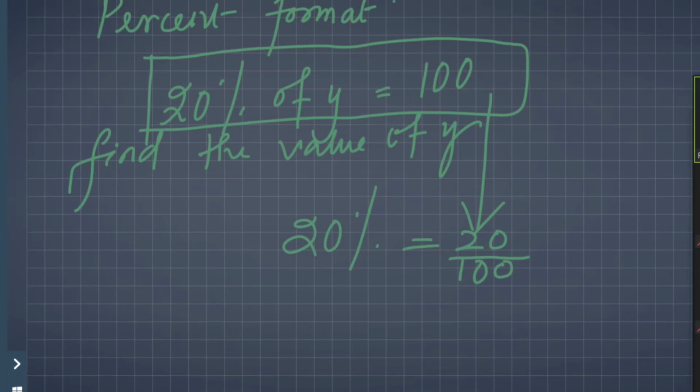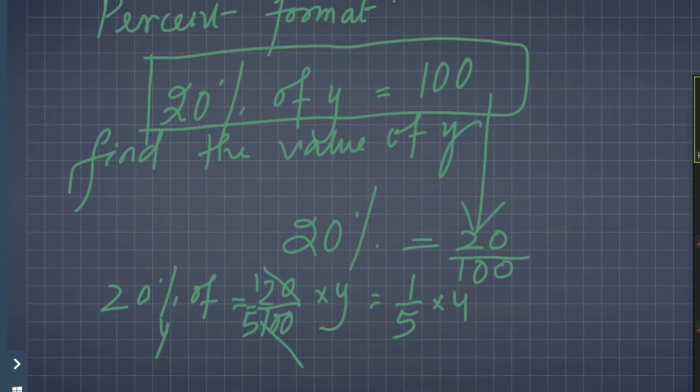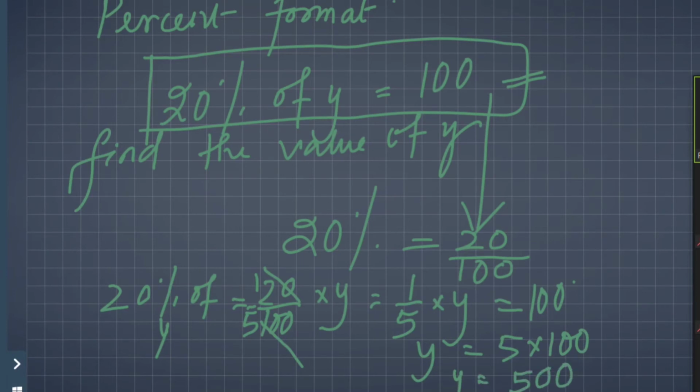So 20% of y is equal to 20 by 100 into y. Now let's simplify 20 and 100, it becomes 1 by 5. So I can write 1 by 5 into y is equal to, as per the question, 100. So what is the value of y? 5 into 100 is equal to 500. So the value of y is 500 in this case.